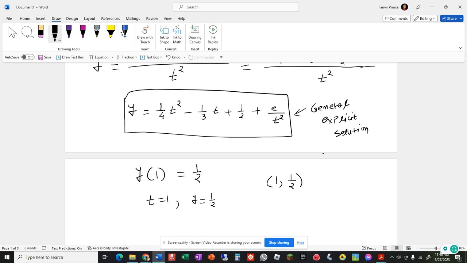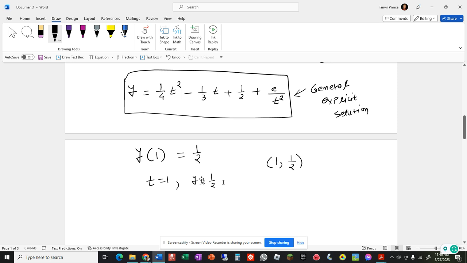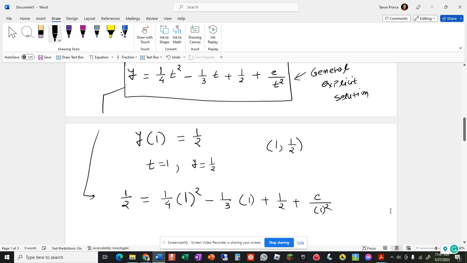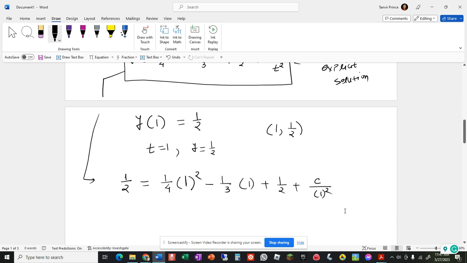So the way we did the separable differential equation, we can use the geometry to approximate the value of c, but let's actually use the algebra to find the c. So I'm going to replace y by half and t by 1 on our general solution. In the previous general solution that you see on the top, I'm replacing y by half and t by 1. Like that. Okay, and then this will give you the value of c.